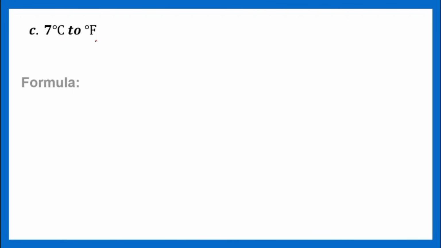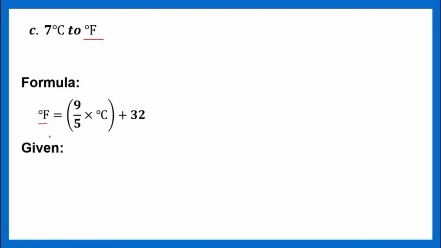So, paano naman ito? Again, formula muna. So, degrees Fahrenheit ang kailangan. Ayan. So, ito. Dapat nasa left yon. So, 9 over 5 times degrees Celsius plus 32. So, ang palatandaan kung anong formula ang gagamitin, kung ano yung pinapahanap, siya dapat yung nandun sa left. So, degrees Fahrenheit, dapat siya yung nasa left. Then given. So, ang given natin, degrees Celsius ay 7, degrees Fahrenheit ay question mark pa. Hindi pa natin alam.